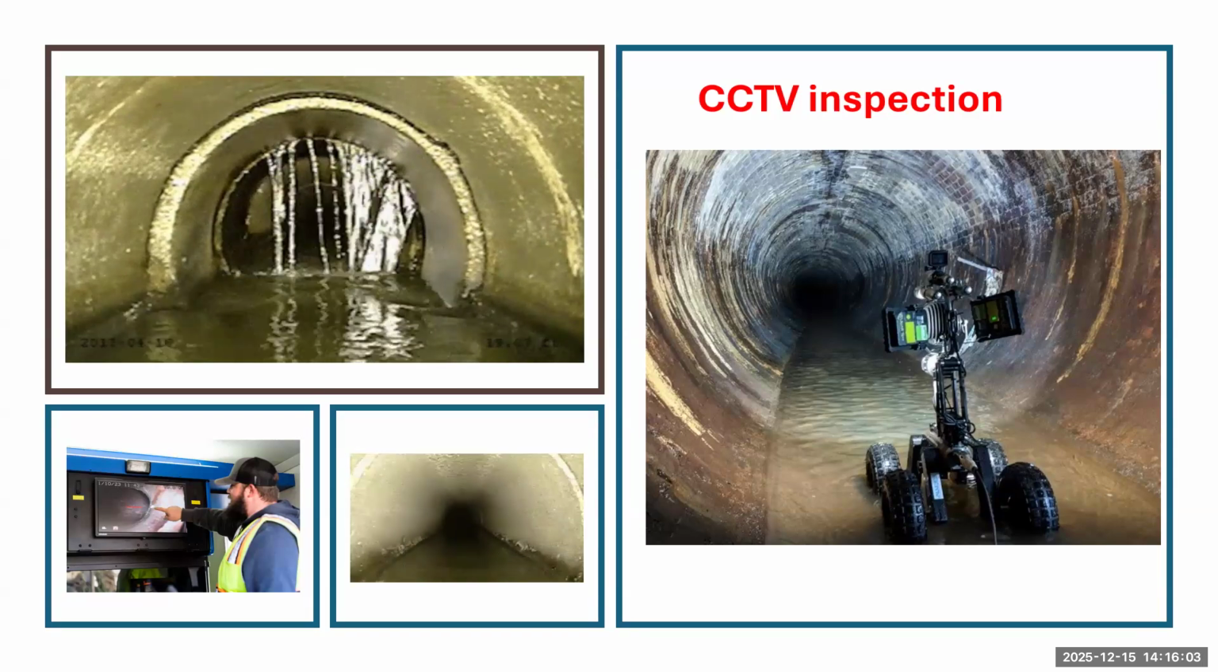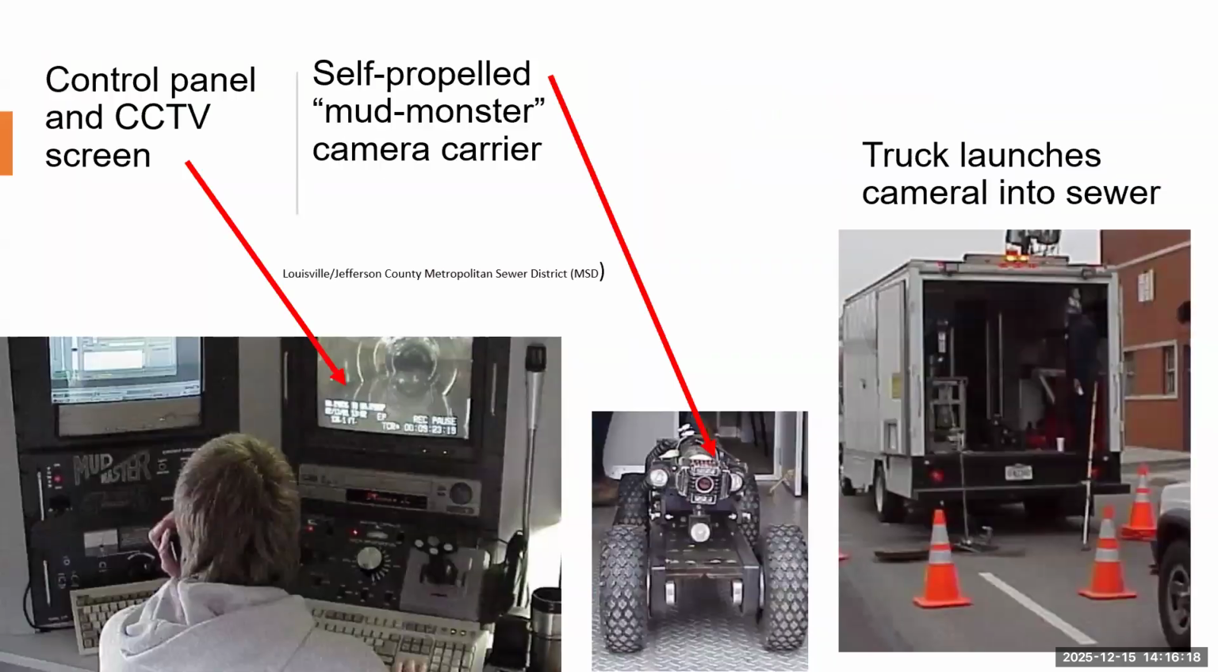On the lower left, you can see the operator is able to view in real time, but these are also recorded, so you can view them later. You can actually view on a screen what's going on down underneath as the machine passes through. And on this particular image here, you can see that the person that's operating the camera and robot is viewing on a screen, is controlling the device, and in this case, a device that's a self-propelled mud monster. That's a brand name, I believe.